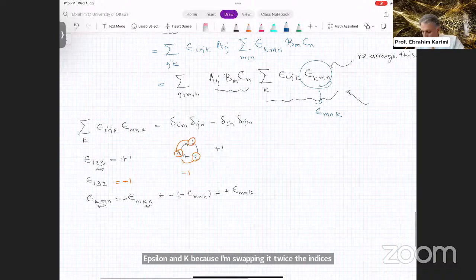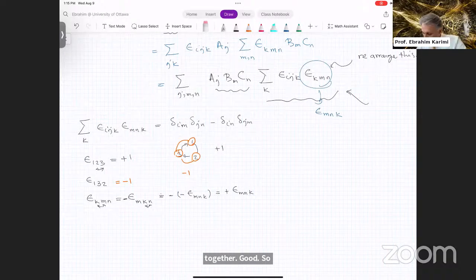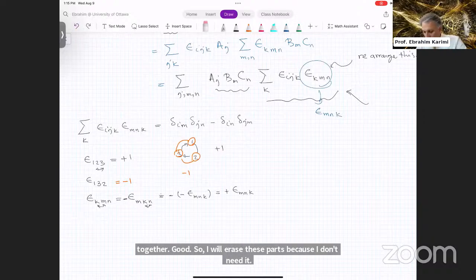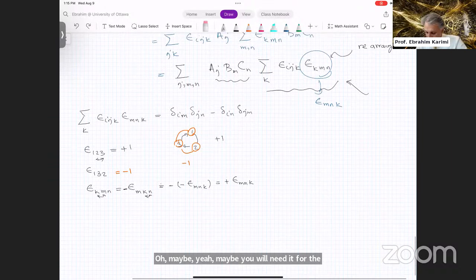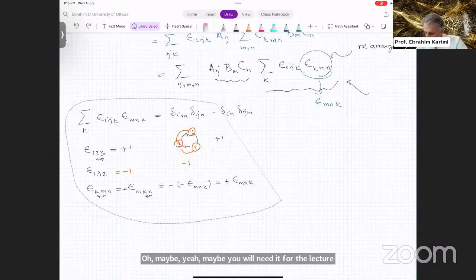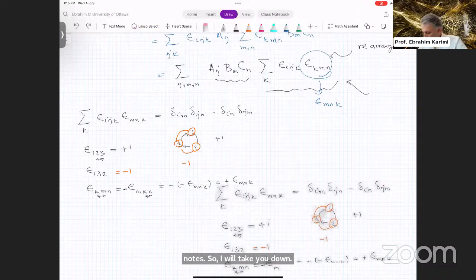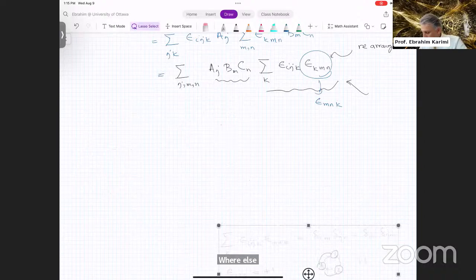Good. So I will erase these parts because I don't need them. Maybe you will need them for the lecture notes, so I will take it down somewhere else. Okay.